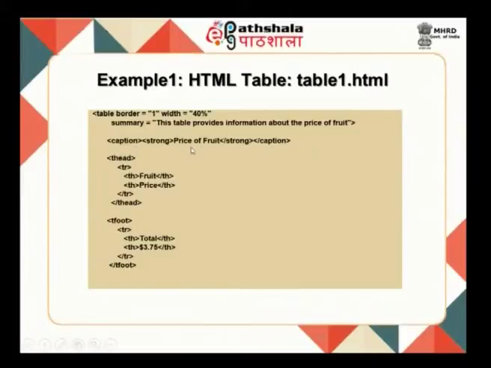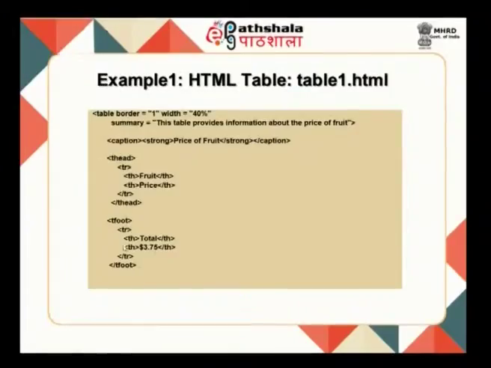You can see that the price of fruit is the caption for the table, and within this caption you have a tag called strong. This is to format the text in bold. Then you have a T head tag. This is to give the header, placing fruit and price as header elements for your table. And then T foot is the tag for specifying the foot of the table, that is the last element in the table, that is also defined with TH.